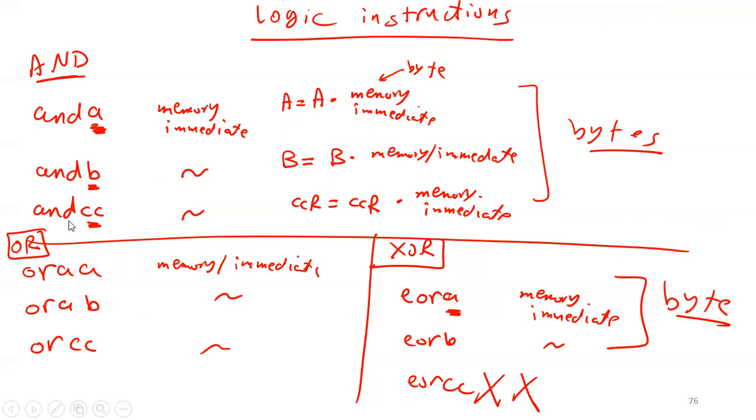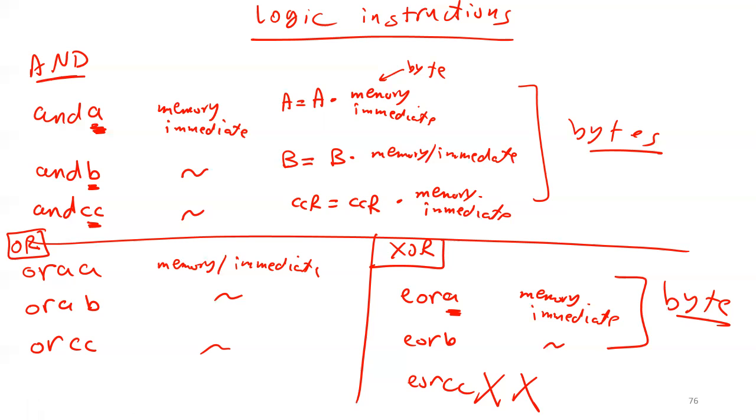We also have AND CC. CC is the flag register, CCR. So here the CCR, which is the flag register, equals the flag register AND memory location or immediate value. So all of what we have here are for bytes. Is that okay? What if I want to do AND for a word?